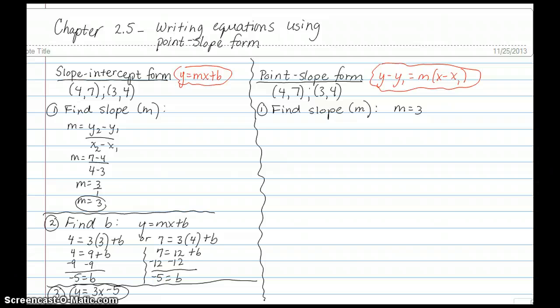All right, point-slope form is going to have some similarities. They have slope the same, but then you're only going to have 2 steps. So let's go to the second step. And we are going to take this equation, let's write it again so we have it right here, y minus y sub 1 equals m times x minus x sub 1.